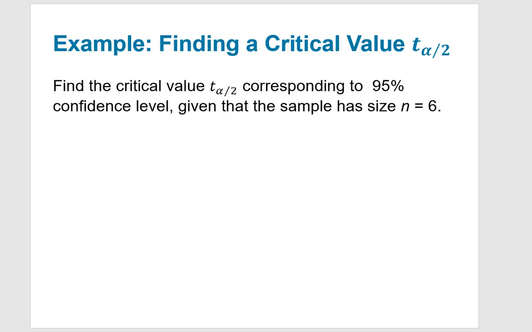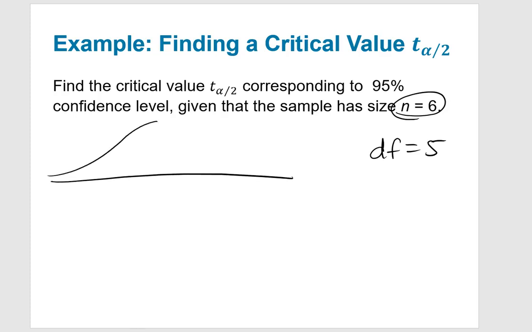First, let's talk about how we find these critical values. Find the critical value of t of alpha over 2 that corresponds to a 95% confidence interval, given that the sample size is n equals 6. If n equals 6, we know our degrees of freedom is equal to 5. It's always one less. And if we want a 95% confidence interval, when we look at that distribution, we want 0.025 up here and 0.025 down here. For 95%, we want the 2.5% on the high end and 2.5% on the low end.